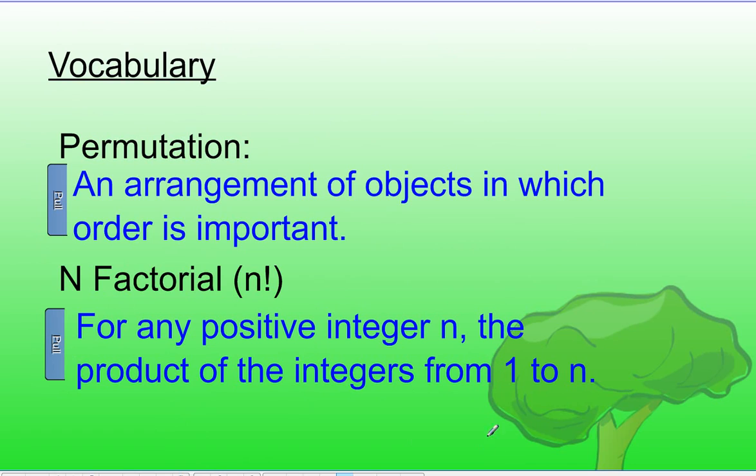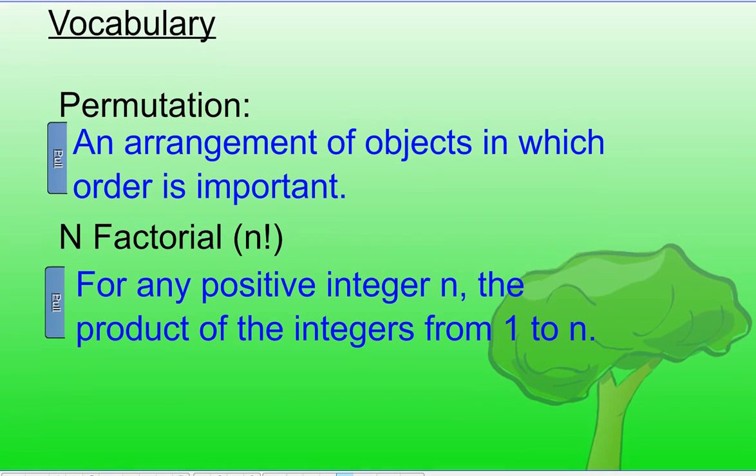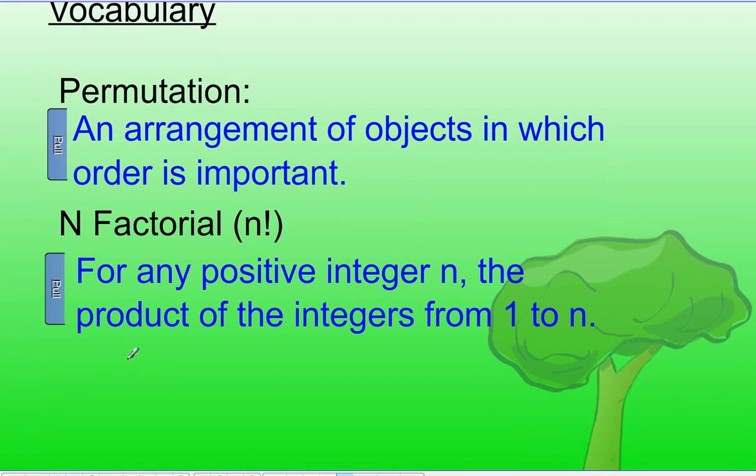Now, I personally am not a fan of that definition of factorial. What it really means is if you have a number, say for example 3 factorial, you take that number times every number less than it. So 3 times 2 times 1, that's 3 factorial. And you'd actually multiply it out. So 3 factorial would equal 6.